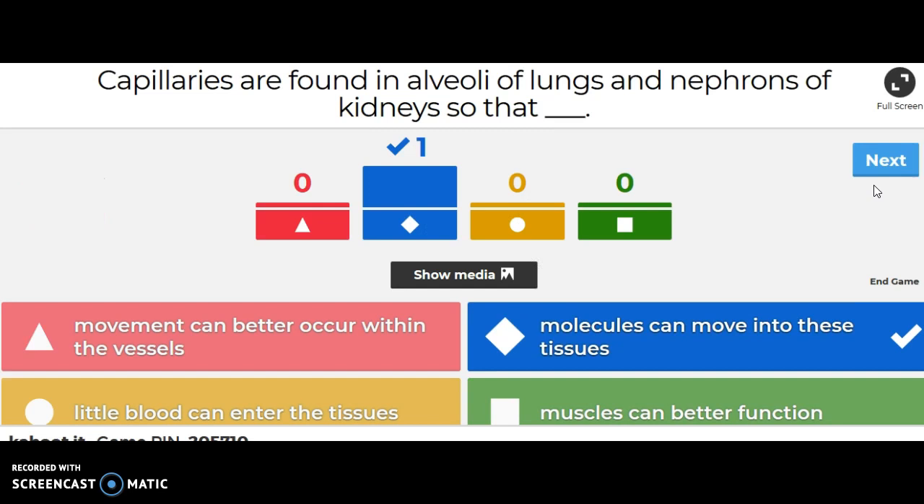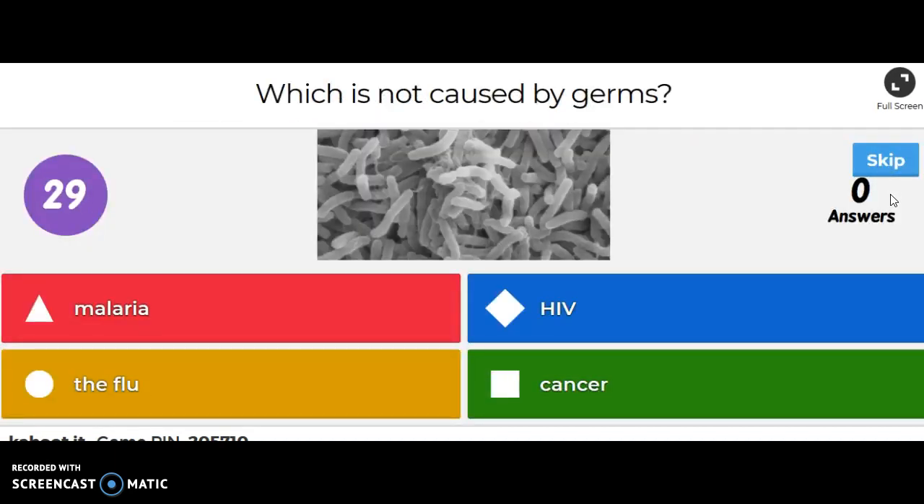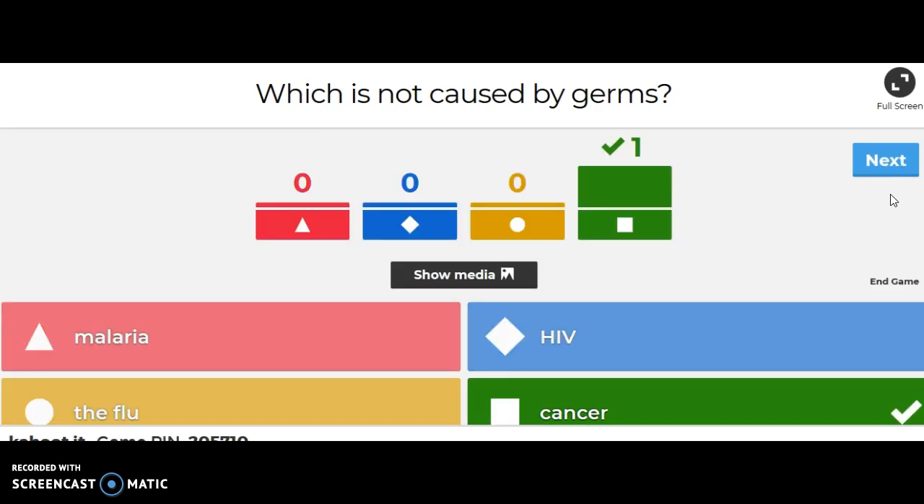molecules, yes, such as oxygen, carbon dioxide, etc., can move into these tissues and out of these tissues, which is not caused by germs. So yes, generally cancer is not caused by germs. There's a couple of types of cancer that are closely related to viruses, such as human papillomavirus. That's one of them, but generally cancer is not infectious or not caused by germs. But these other three things are.